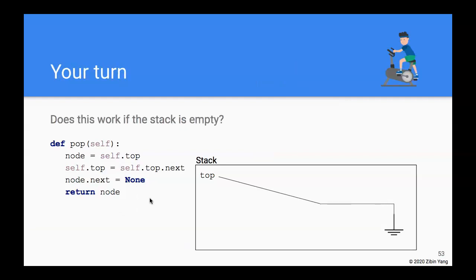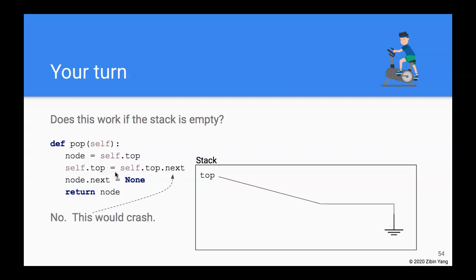So now a couple of questions to think about. First, as before, we should think about the corner cases. In this case, the corner case is we're trying to pop something off the stack, but what if the stack is empty? Does the code as written still work? Well, hopefully you've stepped through the code line by line and drawn the picture, and you see that no, in this case, this won't work.